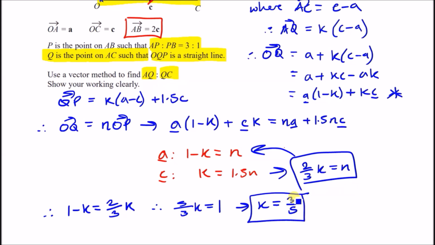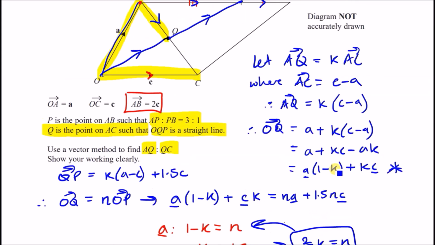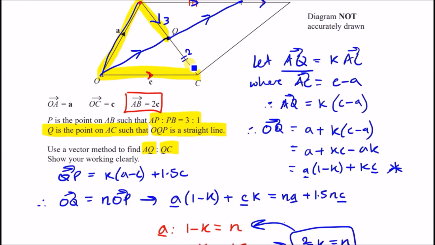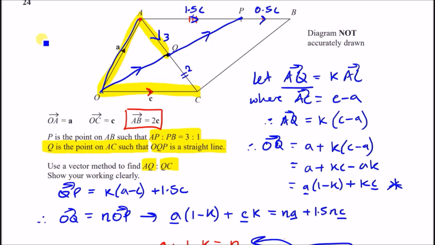So we just found out that AQ is 3/5 of the line AC. So this is 3/5 of AC, meaning this is 3 parts. And this must be 2 parts because 2 plus 3 gives us a total of 5 parts. And that's it. So the ratio from A to Q to C is therefore 3 to 2. Whew, yeah, we did it.